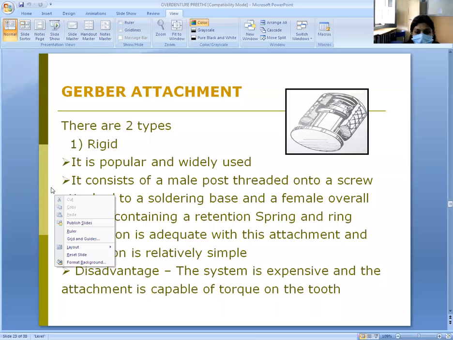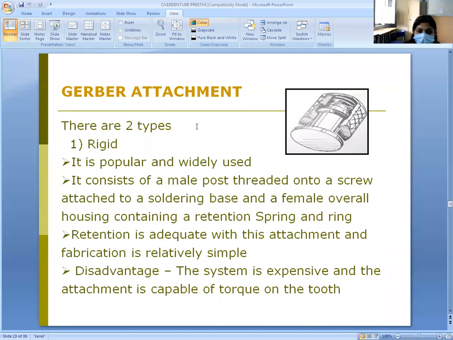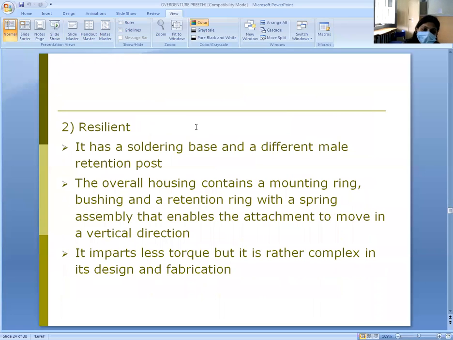So if the attachment is rigid, the more the rigidity, the more the torque. And the second disadvantage of this attachment, other than the cost, is that you need a good amount of interocclusal space. If there is no good amount of interocclusal space, then you cannot give this type of attachment. And if you give it, there can be a chance of fracture.